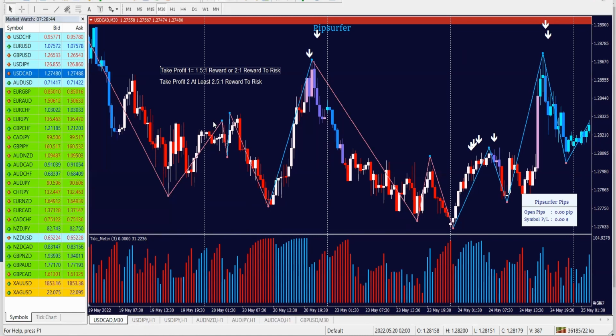So now you know the entry, and now you know how to do the risk management for the wave entry. So definitely follow the rules. People who follow the rules will have the best results, put themselves in the best position to win.